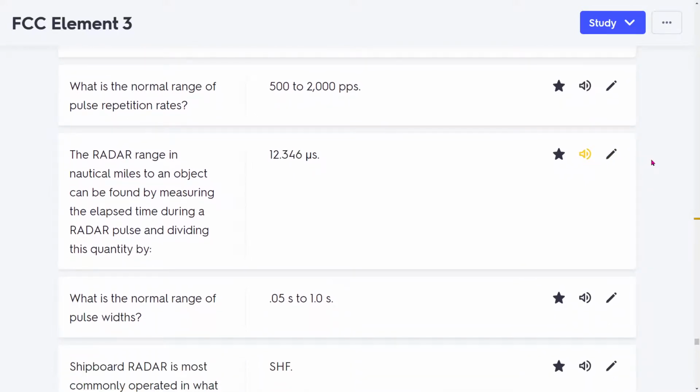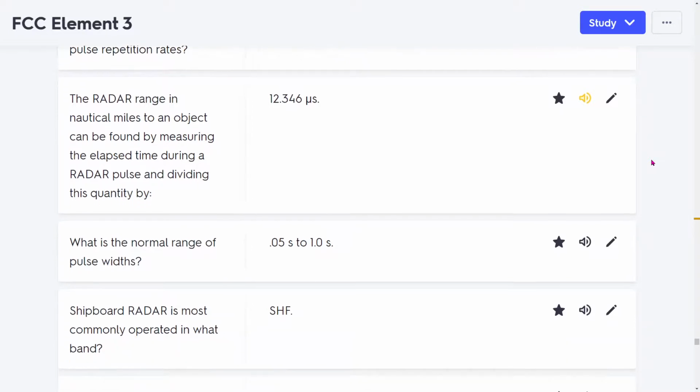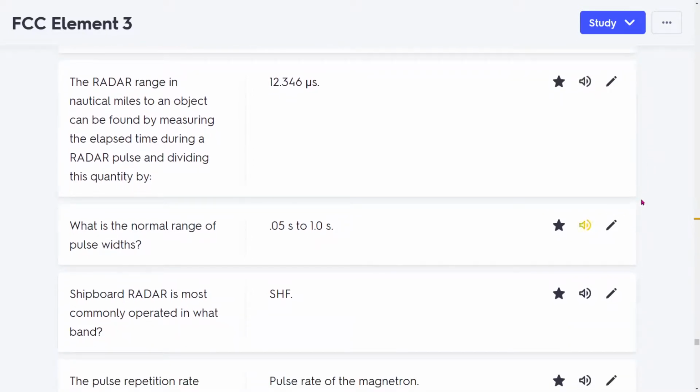The radar range in nautical miles to an object can be found by measuring the elapsed time during a radar pulse and dividing this quantity by 12.346 µs. What is the normal range of pulse widths? 0.05 µs to 1.0 µs.